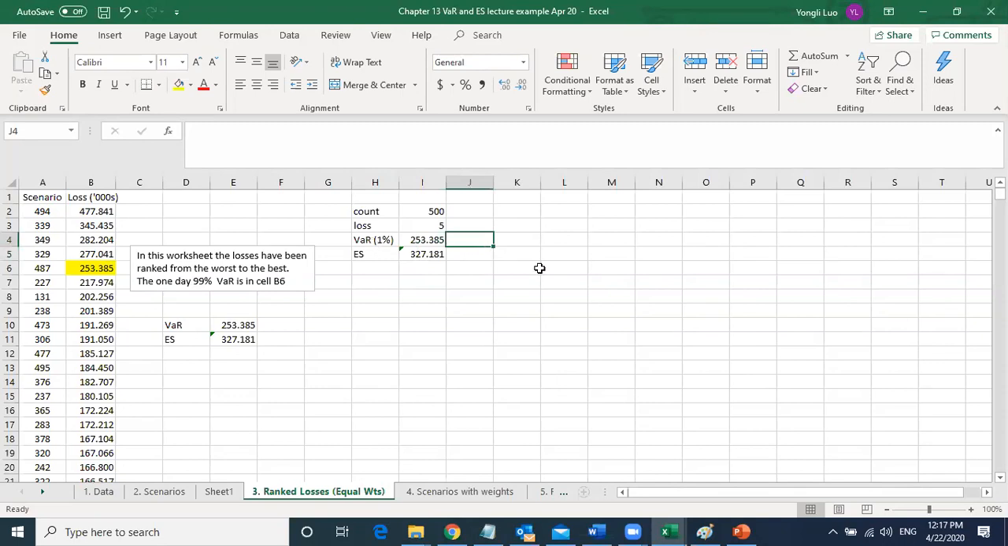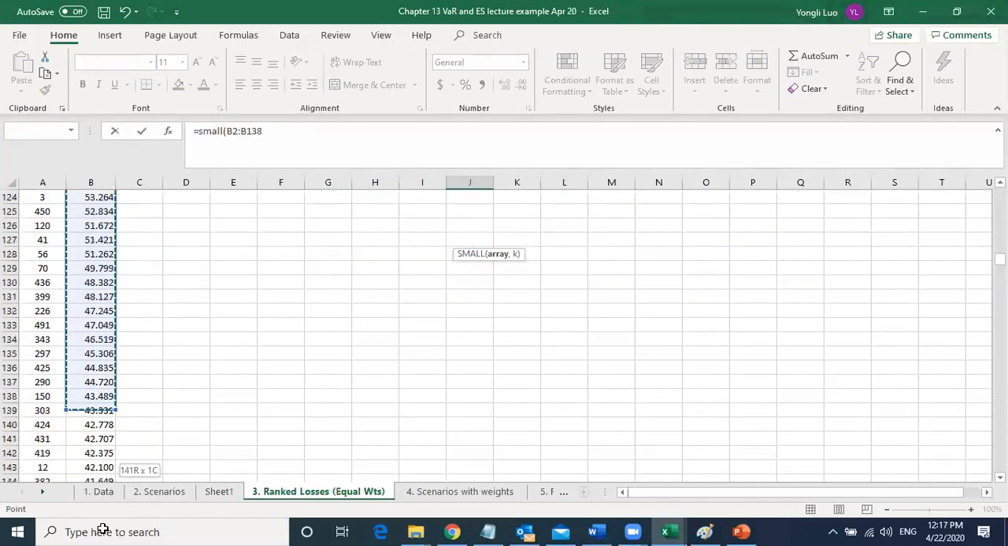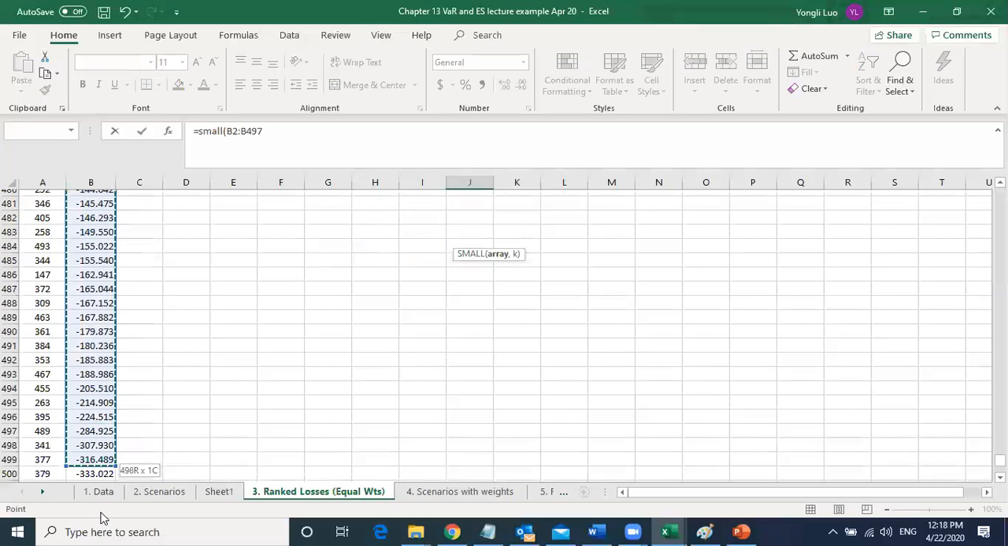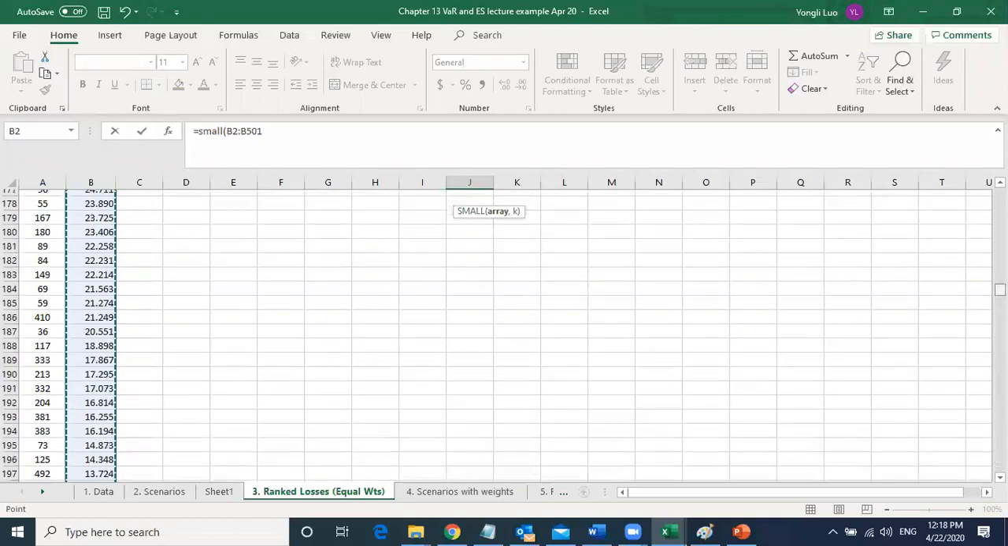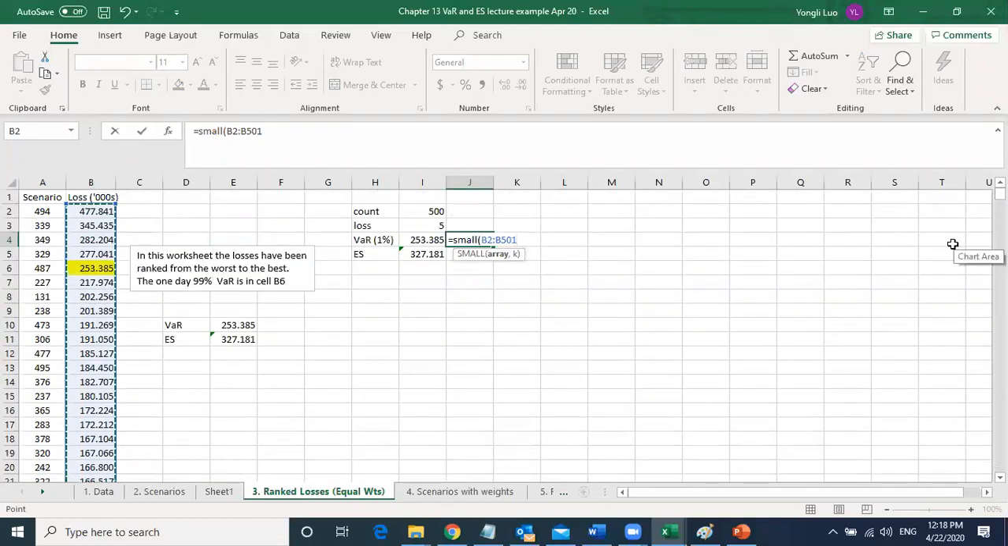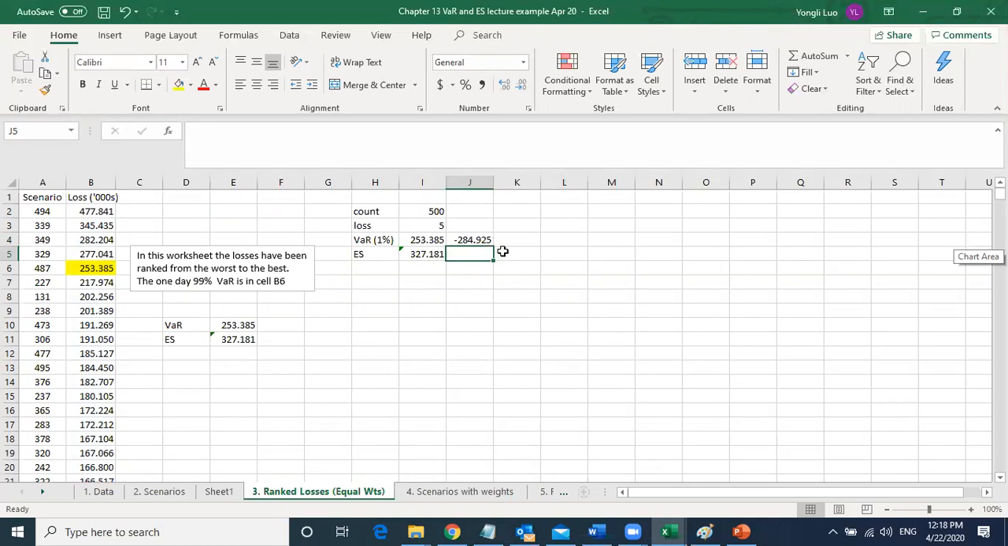One of the questions is you want to know the VaR, right? You can use the SMALL function. You can select the whole array. If you didn't rank the data, and you don't want to rank all those data, it's okay. You select all those data, and then you choose the fifth smallest one. You choose number 5. It will give you the VaR.